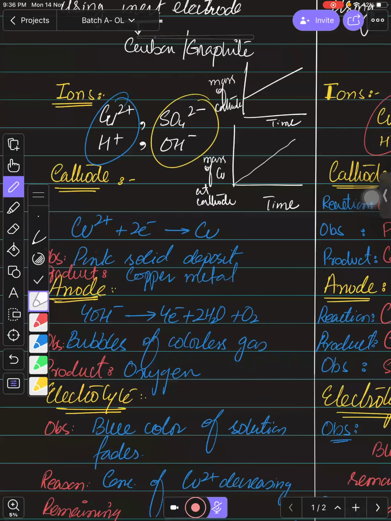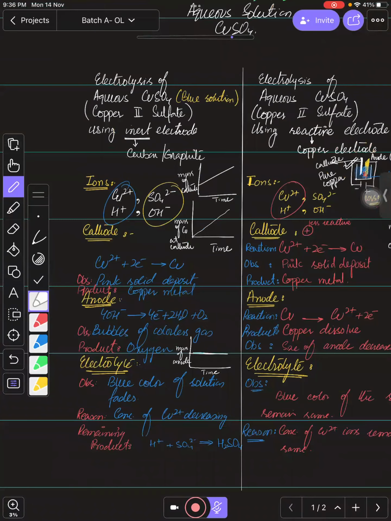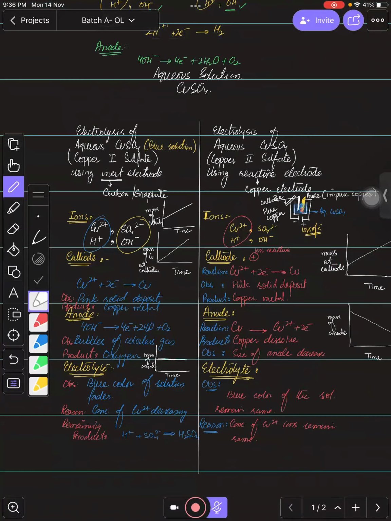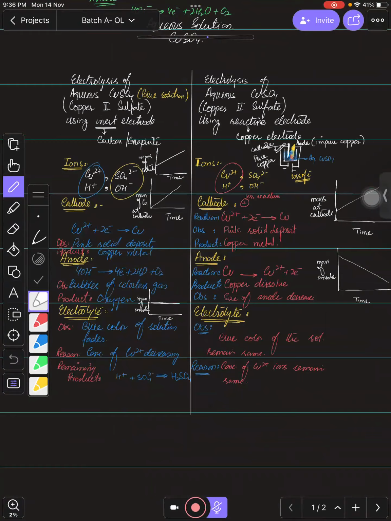And if you talk about the mass of anode, we know that we just have oxygen gas releasing from here. There is no loss or gain at this electrode, so the mass will remain the same. Right, children? Is that clear? Sir, can you repeat the cathode portion? Which one? The cathode with inert electrodes.